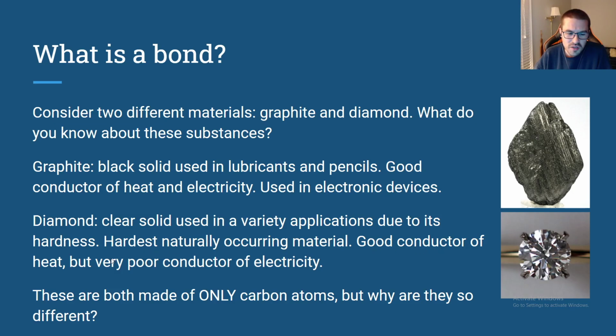It's a good conductor of heat, but a very poor conductor of electricity. So these two substances have different properties, right? They have a different color, a different texture, and different properties in terms of whether or not they conduct electricity. Here's the thing though. Both of these materials are made up of only carbon atoms. Graphite is 100% carbon. Diamond is 100% carbon. So how on earth are these so different?